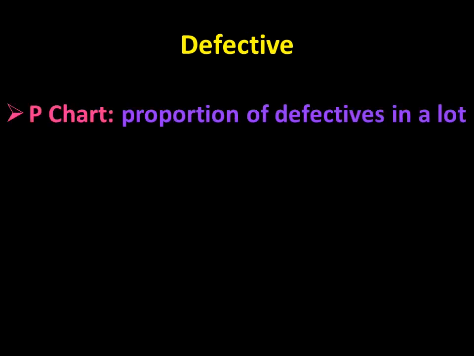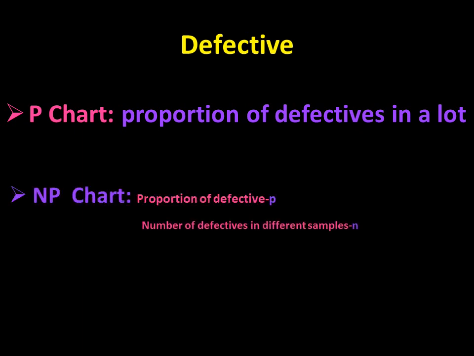Based on defective, we can draw three types of charts. First one is P chart. It is drawn based on the proportion of defectives in a lot or sample tested. The control limit in this case is determined by the proportion of the defectives found in the test sample. Second one is NP chart. It is similar to P chart, but it is based on the number of defectives in different samples with sample size N with proportion of defective P. The average number of defectives will be NP.